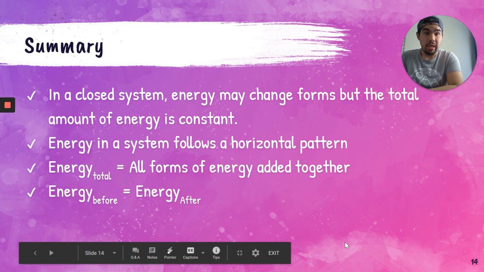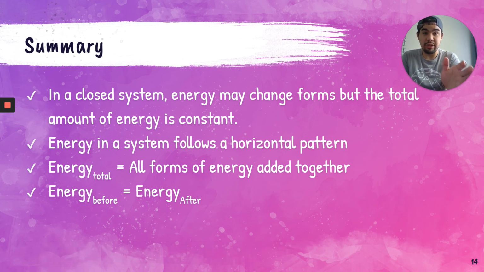In summary, in a closed system, energy may change forms. Potential may turn to kinetic, may turn to potential, etc. But the total amount of energy is constant. Energy in a system always follows a horizontal pattern. The total amount of energy is all forms of energy added together. So if in your system you have elastic energy, potential, kinetic, etc., all those types of energy added together is going to be your total amount of energy.